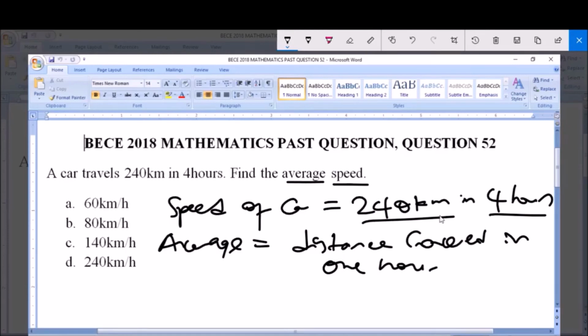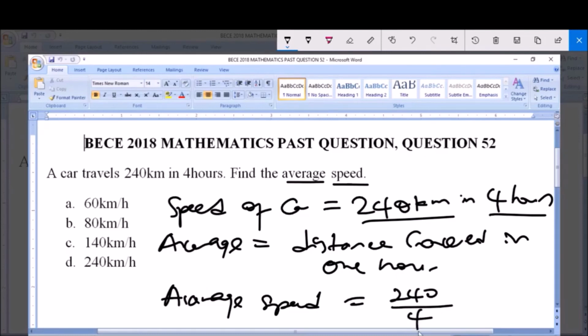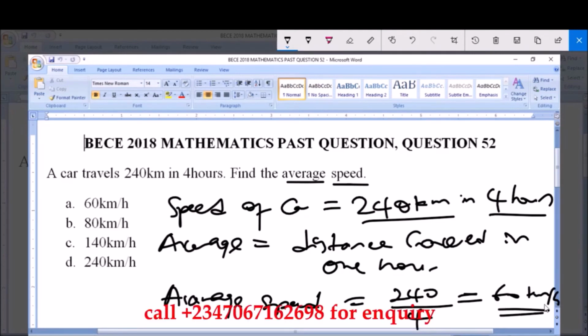Now if the car covers the distance of 240 km in 4 hours, therefore the average speed will be equal to 240 divided by 4 to get the speed in 1 hour, and that will give us 60 km per hour. Remember, we are asked to find the average speed, that is the distance covered in 1 hour. The car covered 240 kilometers in 4 hours. That means it can cover 60 kilometers in 1 hour. So therefore the average speed of the car is 240 divided by 4, which will give us 60 kilometers per hour. So the answer to this question is option A, 60 kilometers per hour.